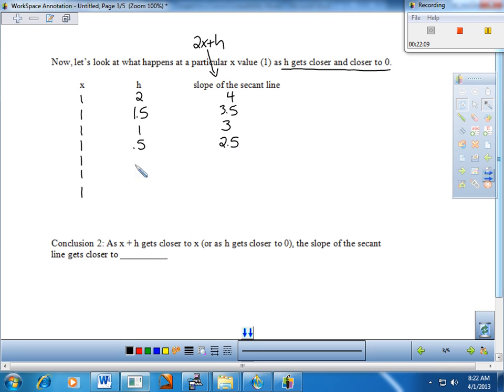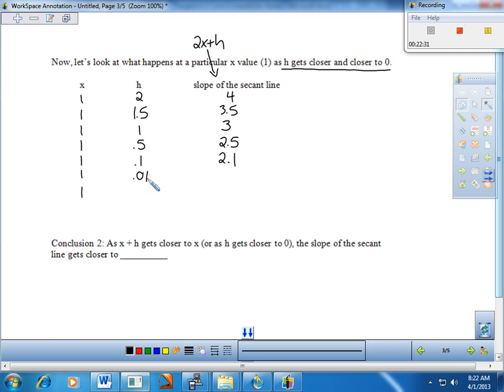Here we go. How about 0.1? What if the second point is only 1/10 of a unit away? Awesome. It's getting close. Well, 2 times 1 plus 0.1. And I'm hoping you see it's 2.1. All right, just a couple more here. What if I was only 1/100th of a unit away? What if h is just 0.01?